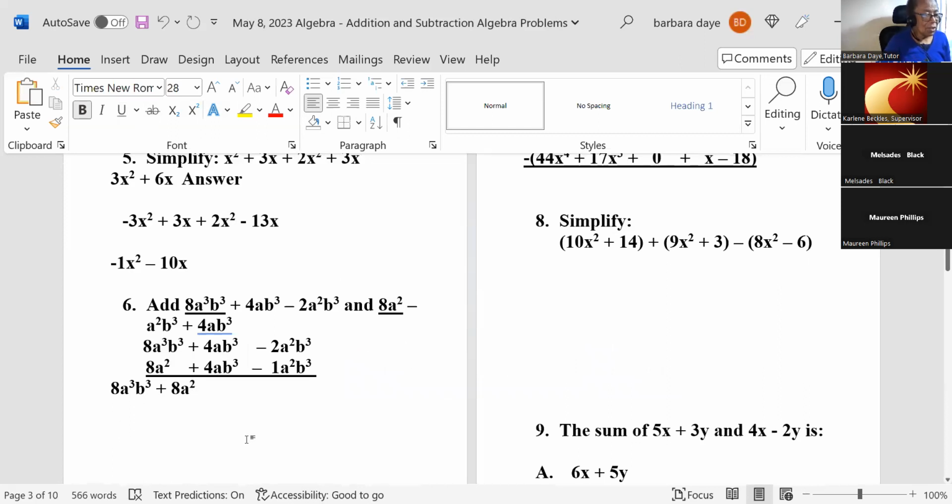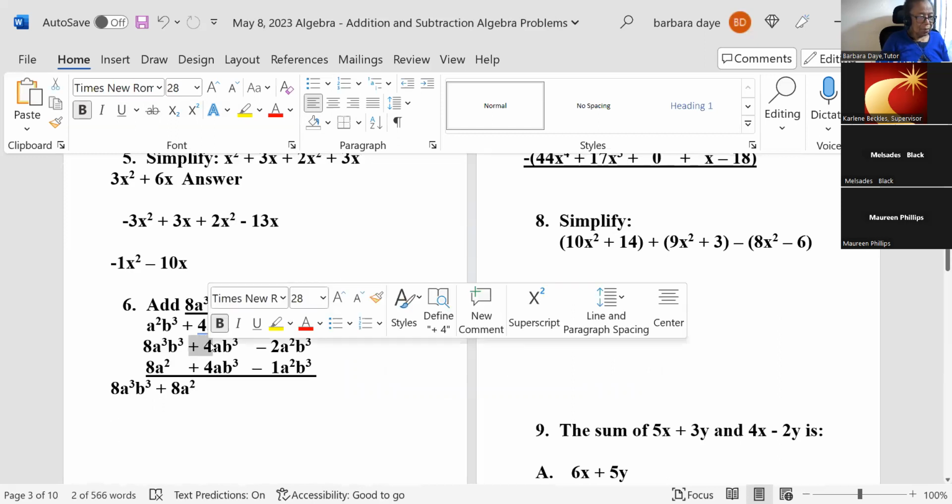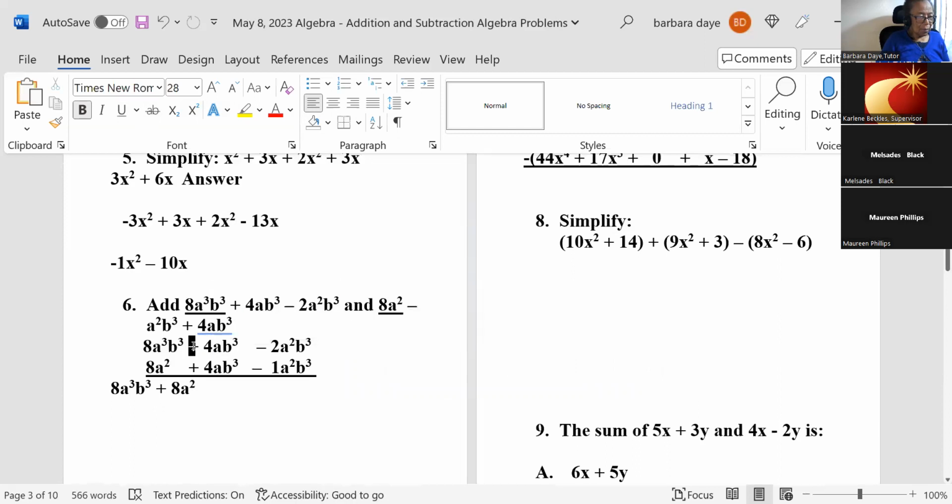Because AB to the third appears twice, when you add those, what do you get, Maureen? 4AB to the third plus 4AB to the third. 8AB to the third. That's right. So let's just copy that. 4 plus 4 is 8. So let's just put that there. So that would be an 8. 4 plus 4 is 8.